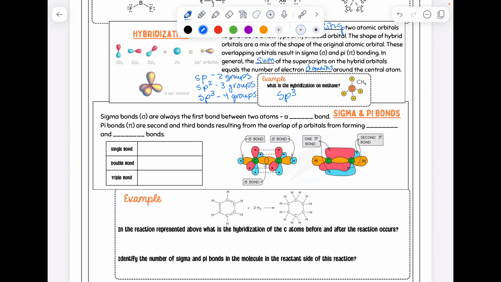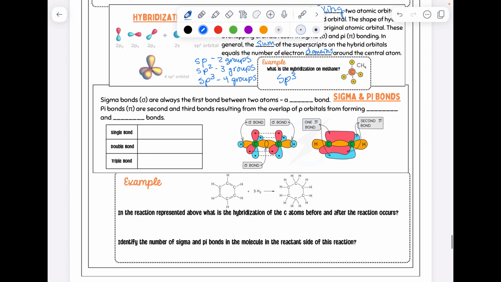Another example is, say, oxygen and oxygen. Even though it's just 1, we consider that 2 groups. This would be an sp. Okay, so you would be asked what the hybridization is around the central atom, and that's how you would determine it.